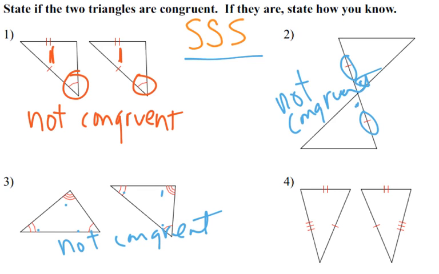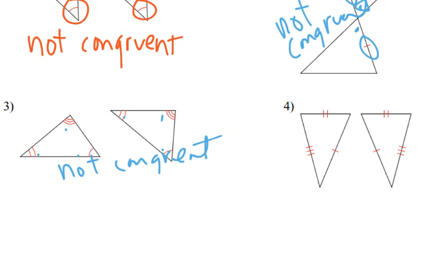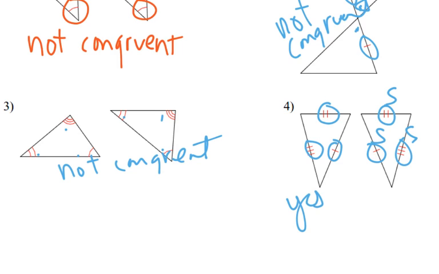Look at number 4. Now we can see they have one corresponding side that's congruent, a second that's congruent, so one side, two sides, and a third that's congruent. So yes, they're congruent. How do I know? By the side, side, side rule.